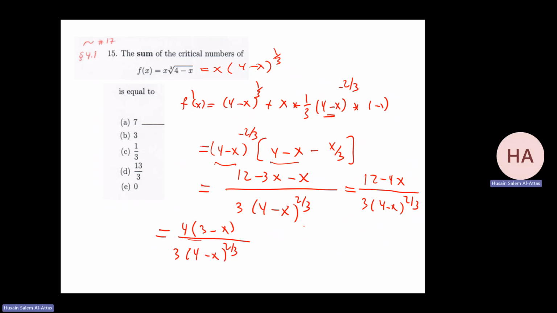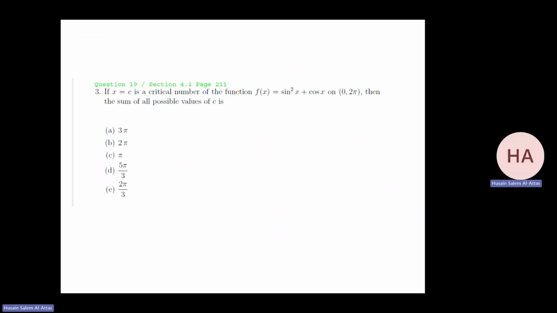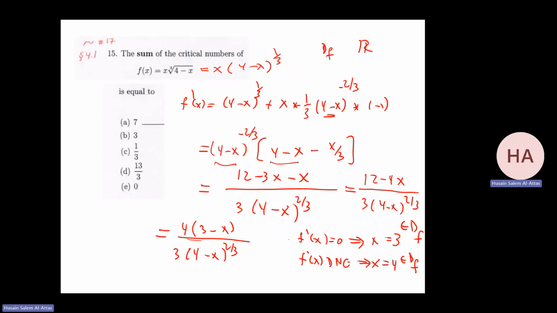Now, what's the domain of f, by the way? The domain of f is real numbers. So f prime equal to 0 implies x equals 3. In the domain, yes. F prime does not exist implies x equals 4. In the domain, yes. So what is the sum? The sum is 3 plus 4, which is 7. So that will be the answer.